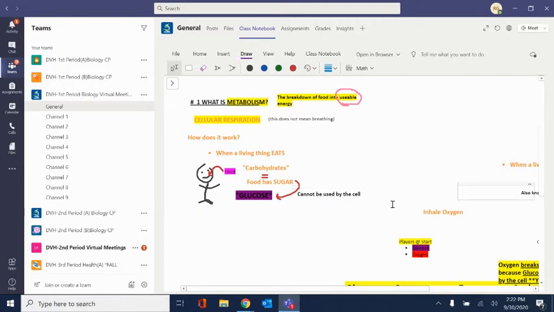is not something the cell is able to use yet. It's too big. It's actually a really, really large molecule, and so it has to be broken down. What's going to break it down?